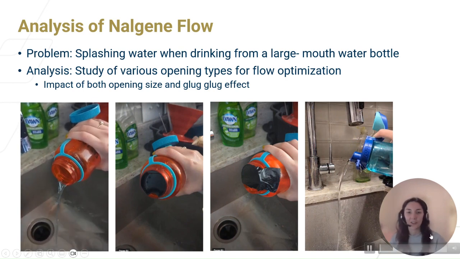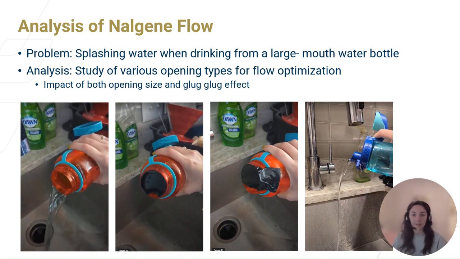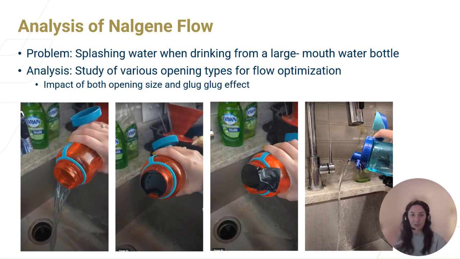As Kunj mentioned earlier, we have had the shared experience of going to drink from a largemouth Nalgene bottle and pouring it all over our face. So our motivation for our study was to see how we could mitigate that, what the causes were, and potential redesigns for future water bottle designs. So our initial guess was that it was due to the glug glug effect, or air slugs going up the water bottle as you're drinking from it.